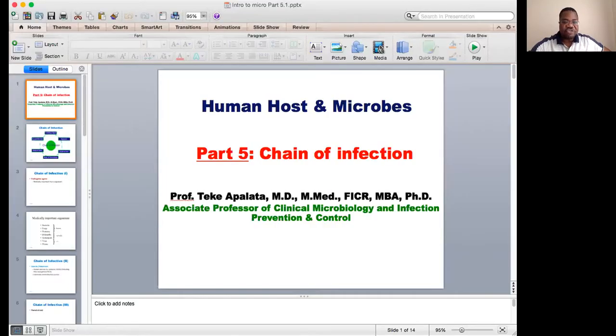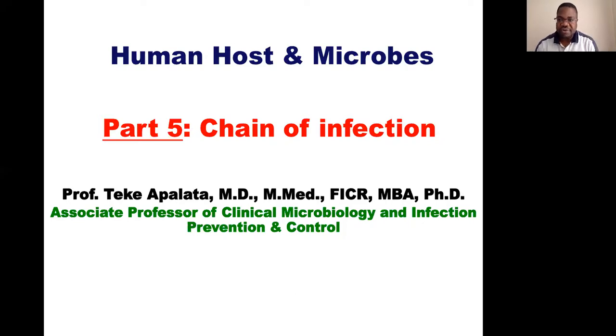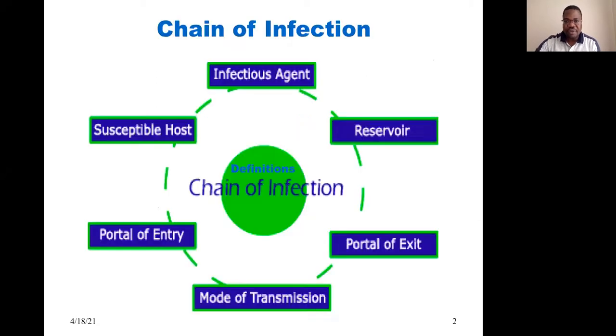So let's look at the chain of infection. For any infection to take place, we need to have all the elements of the chain of infection. So that's what we are going to describe. And the role of infection prevention is actually to put measures in place on how to break the chain, okay?